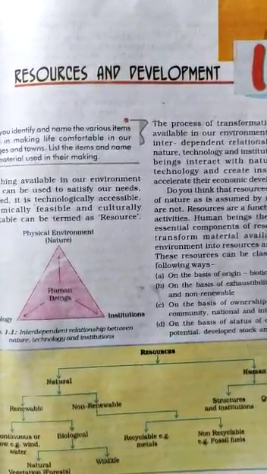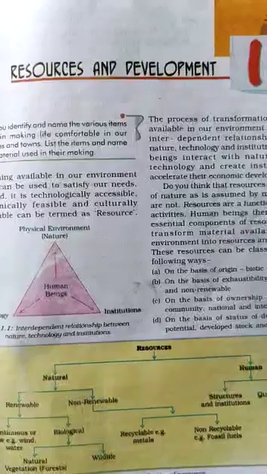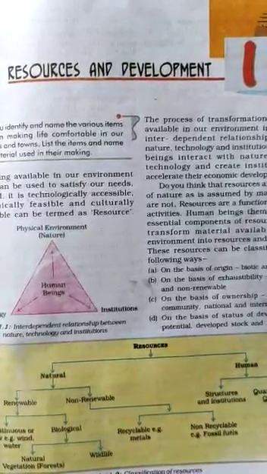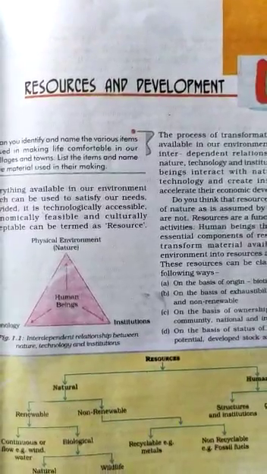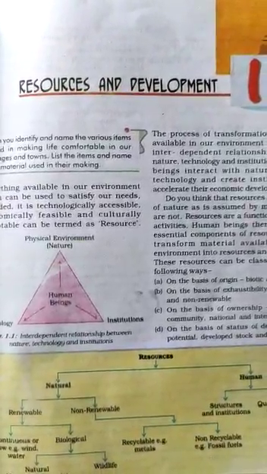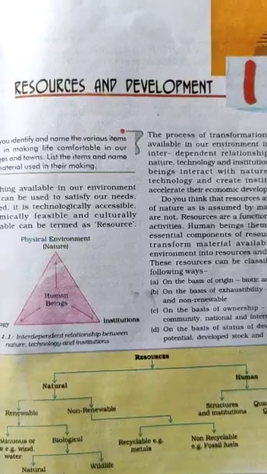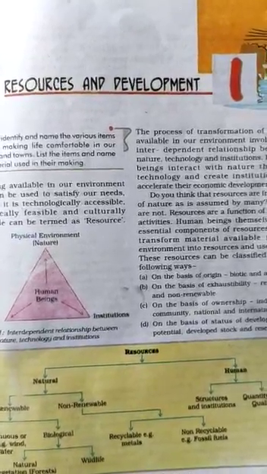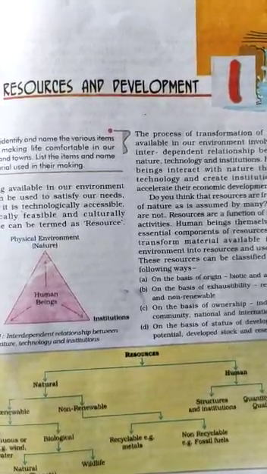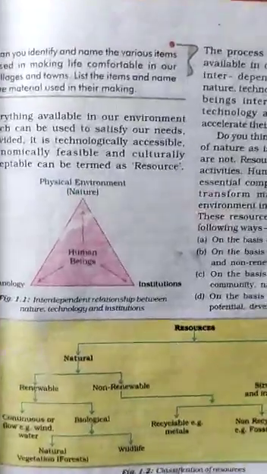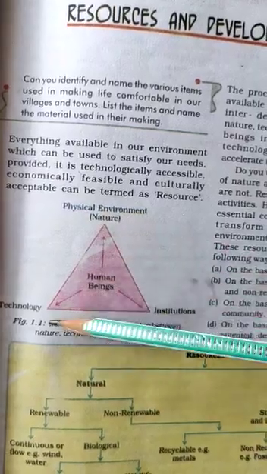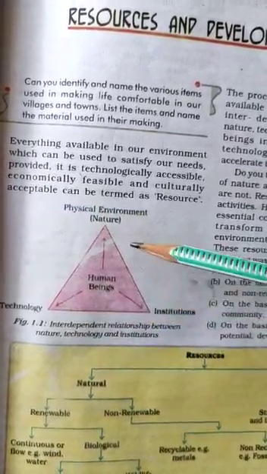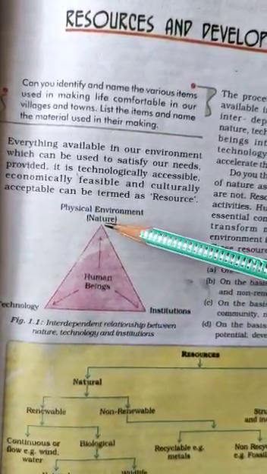Everything available in our environment which can be used to satisfy our needs, provided it is technologically accessible, economically feasible and culturally acceptable, can be termed as resource. So you can see a diagram is made here. It is a triangle which connects three important elements.